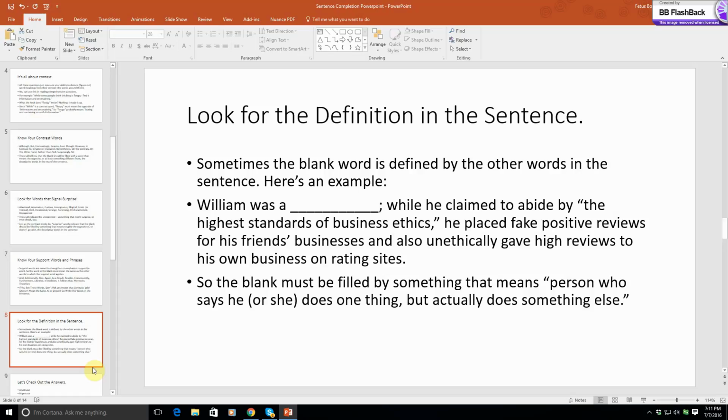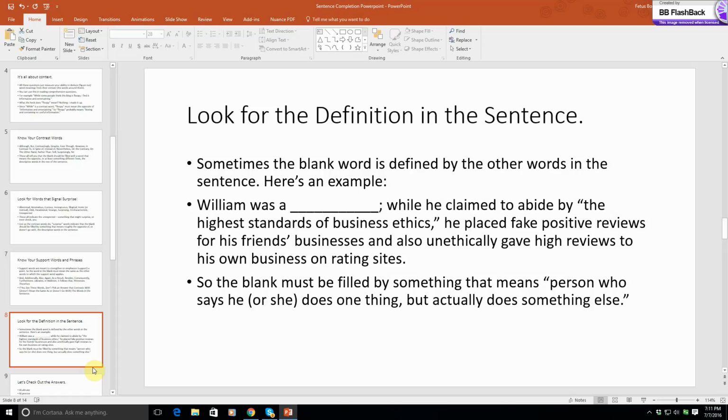William was a blank. While he claimed to abide by the highest standards of business ethics, he placed fake positive reviews for his friends' businesses and also unethically gave high reviews to his own business on rating sites. So the blank must be filled by something that actually means a person who says he or she does one thing but actually does something else.